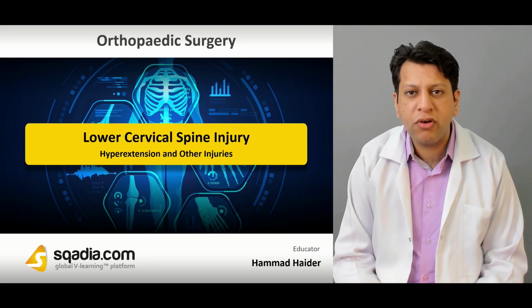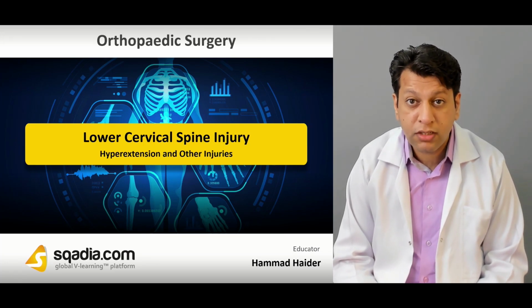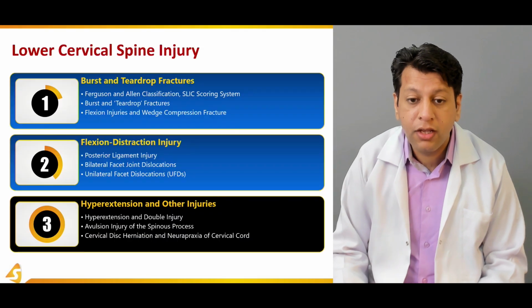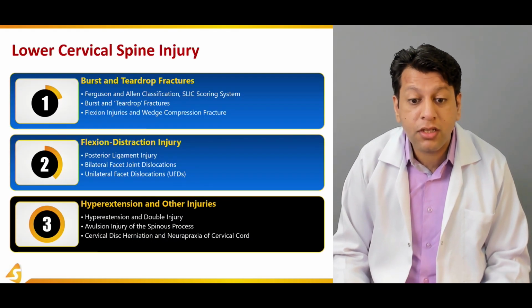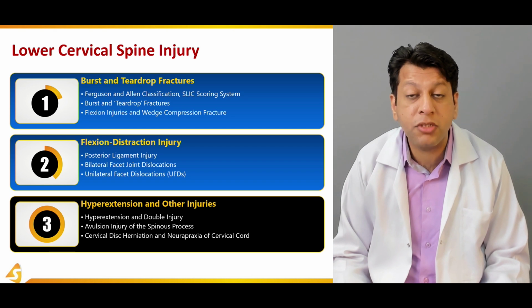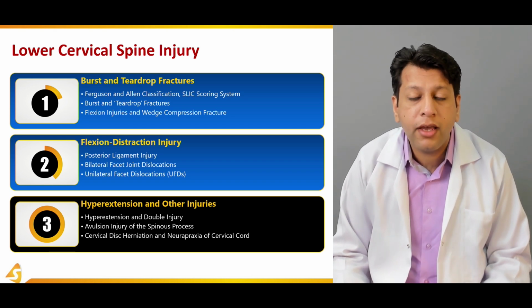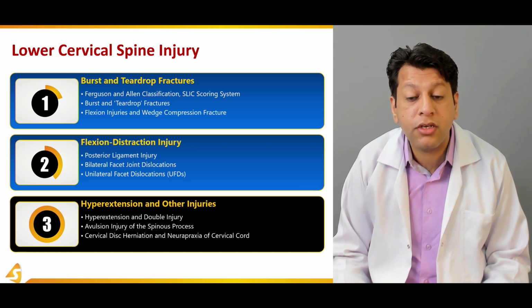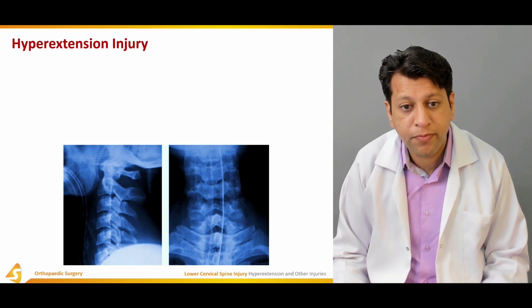Now, moving on from flexion distraction, we are moving on to the third section, that is the hyperextension type of injuries. What are the other injuries associated with hyperextension injuries? In this section, we're discussing the hyperextension and double injury, a avulsion injury of the spinous processes as well, and although rare, we'll be discussing the cervical spine herniation and neuropraxia of the cervical cord.